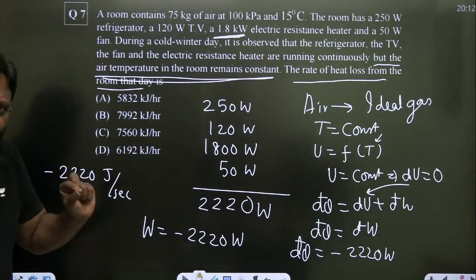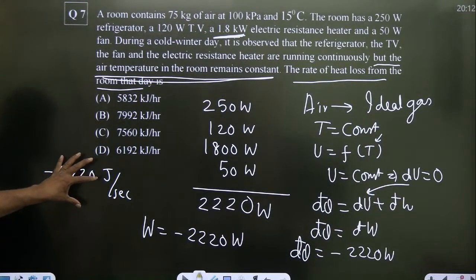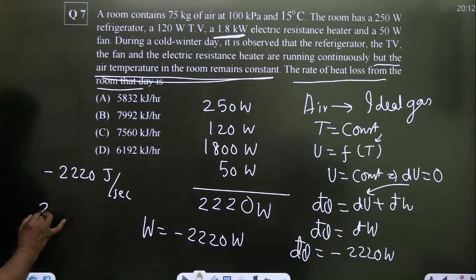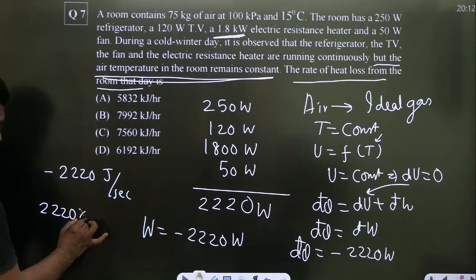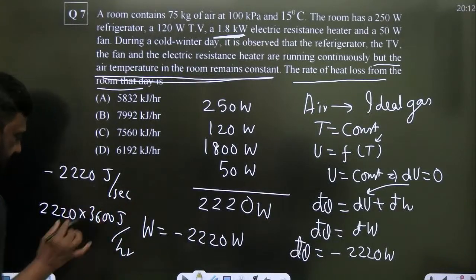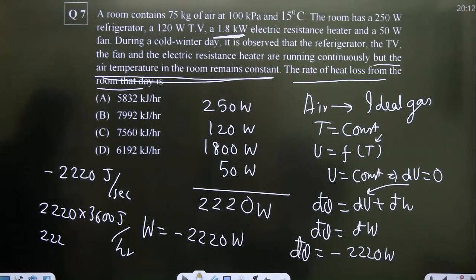So if 1 second has this much heat transfer, for 1 hour multiply with 3600. So therefore 2220 into 3600 joule per hour. Excellent sir. So 222, is it correct, sir? Is it right or wrong?